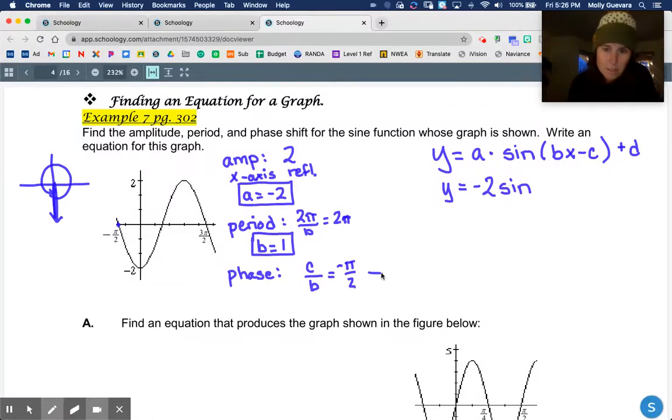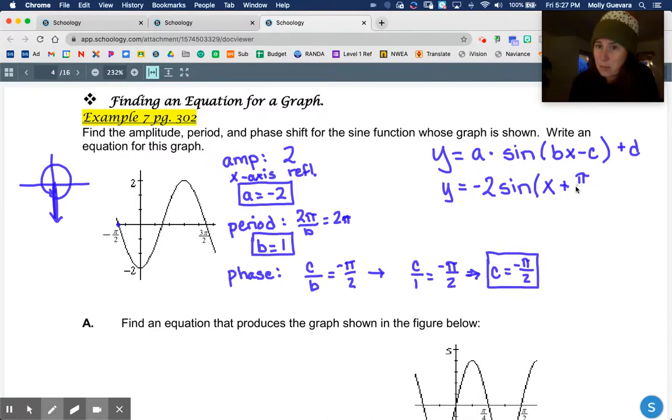So now I can solve this because I know what B is. B is 1. I just found that. So C over 1 is negative pi over 2, which just gets me C is equal to negative pi over 2. So that's the last piece of my puzzle. So now I have y equals negative 2 sine of 1x, which I can just leave, minus negative, so it becomes a plus, pi over 2. And then there is no vertical shift here. So I don't have to write anything in for D.